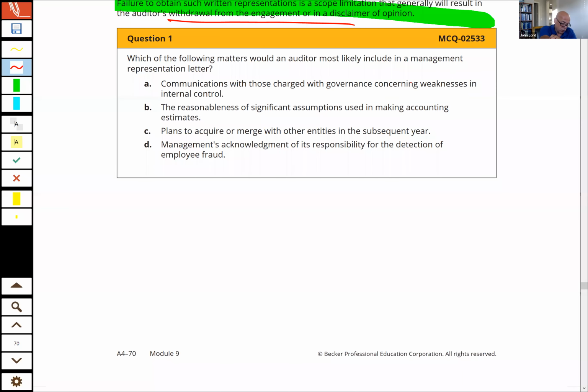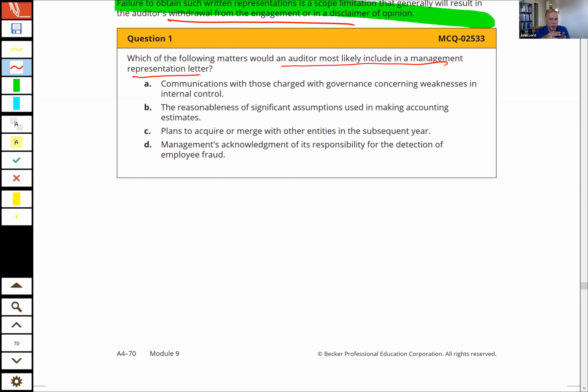Which of the following matters would an auditor most likely include in a management representation letter? Okay, so the first problem with this question, which probably made A confusing, is that it says what should an auditor include in a management representation letter. The management rep letter is from who to who? Management to the auditor. Yeah, it's management to the auditor, exactly.